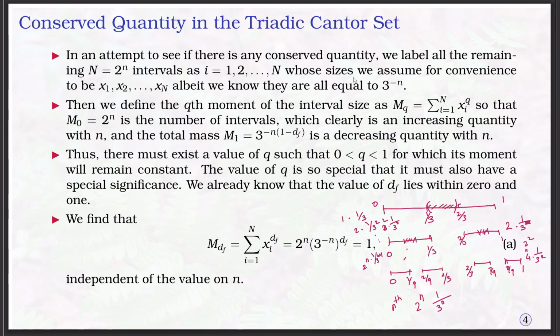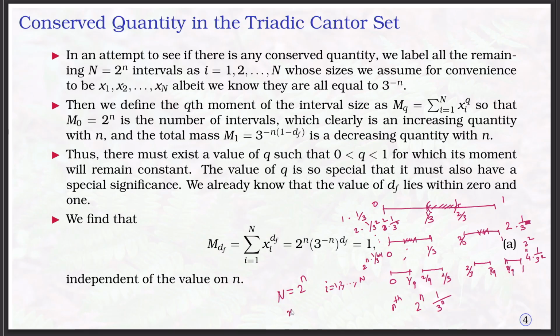Now we label all the remaining 2 power n intervals as i equal to 1 to N. So in each iteration we assume that there are N number of intervals. That means in the nth iteration we have 2 power n intervals, so we can give each interval a label from 1 up to N. Here N is 2 power n. And we know that the size of each interval is 1 by 3 power n, whose size we assume for convenience to be x1, x2, up to xN.